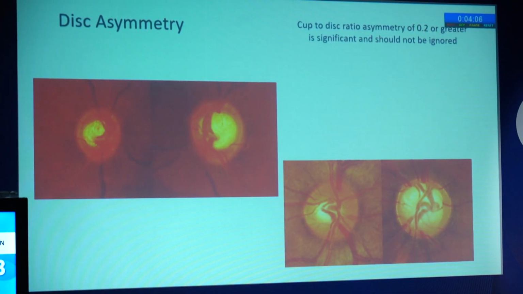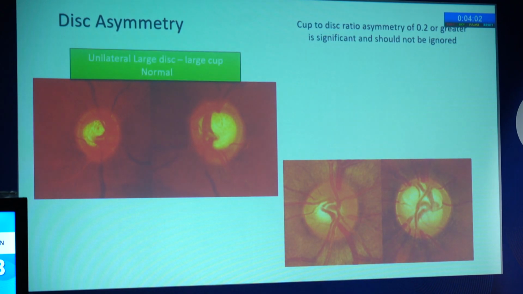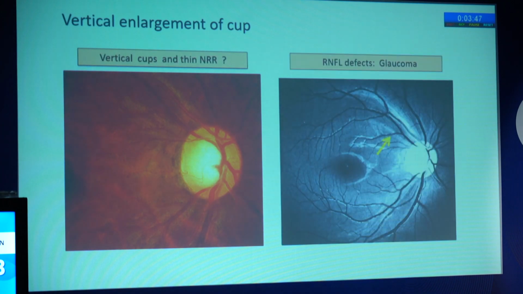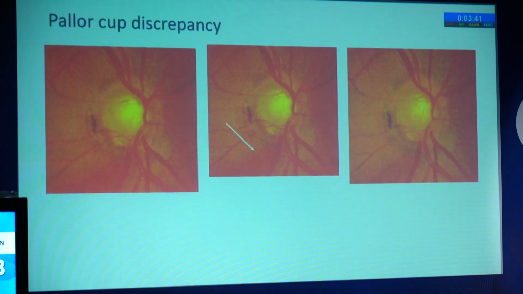Asymmetry can be an initial sign of glaucoma, but in a unilateral large disc, a large cup can be totally normal, whereas the same disc size and a large cup with thin NRR can be abnormal. Vertical enlargement of a cup in a vertically oval disc can be totally normal, but if a vertical cup with thin NRR along with RNFL thinning, like this, superior temporal, it can be glaucoma.